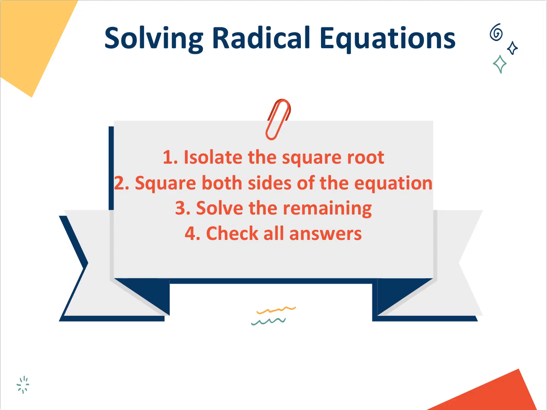Okay. So the steps for solving radical equations are basically straightforward. You isolate the square root, you square both sides of the equation, solve the remaining part for x, and check your answers. Again, when you have radicals, you have to check your answers.